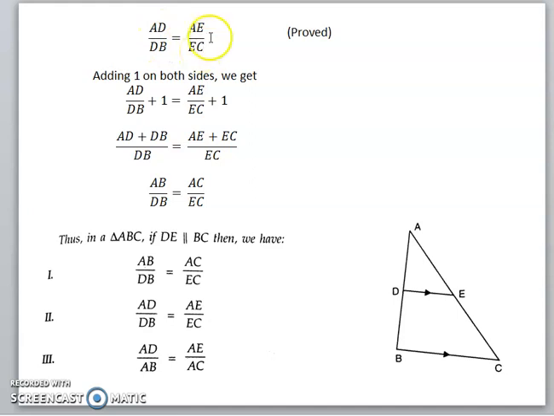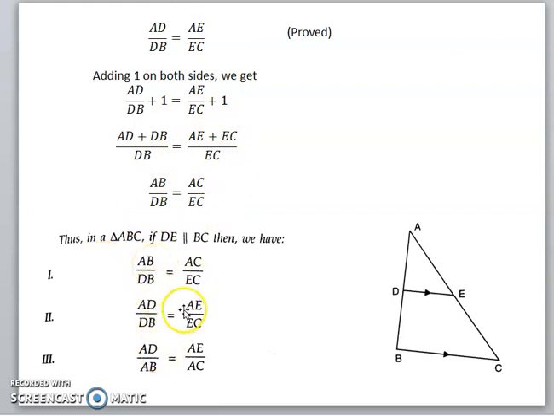We have already proved. Now if I add 1 on both the sides, and taking LCM, I will get AD plus DB. AD plus DB is nothing but AB. And on the right hand side I am getting AE plus EC. So AE plus EC is nothing but AC. So I get AB by DB is equal to AC by EC. So just by adding 1 on both sides I got this relation. So both the relations are one and the same.